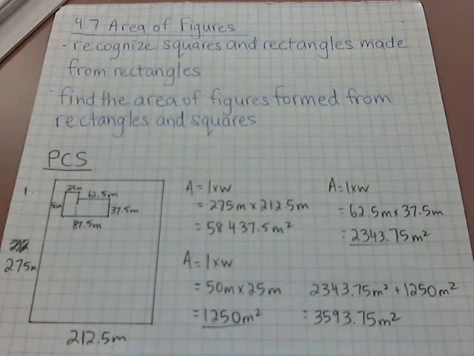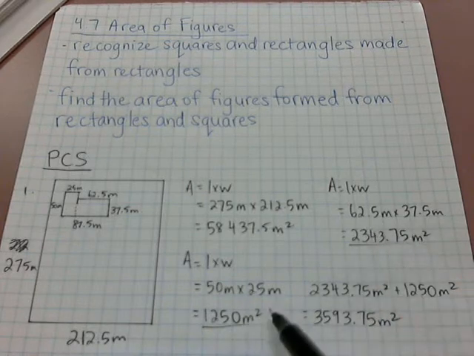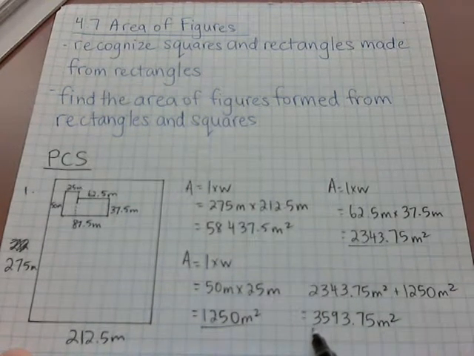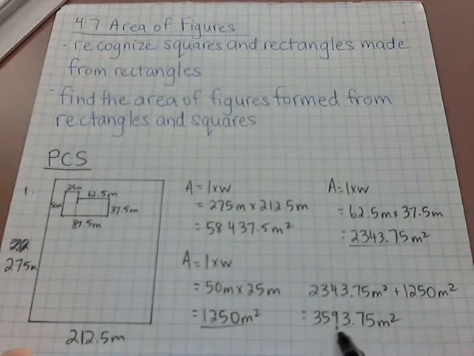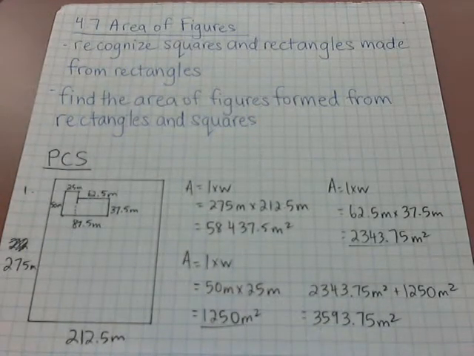I'm not done yet because I've found out the area of the parts of the school building, but I need to add them together. So I looked at the two total areas here and here, and then I added those numbers together to find out that the area of the school building is roughly 3,593.75 meters squared. That's how big a building we have to work with. So we've actually been quite blessed with an area that large to learn in, a property as large as we have. We've been quite blessed that way.